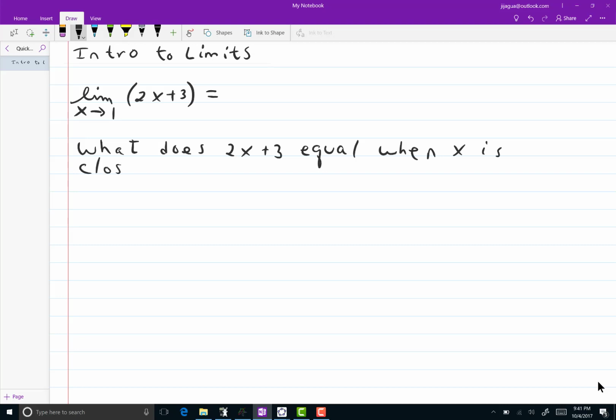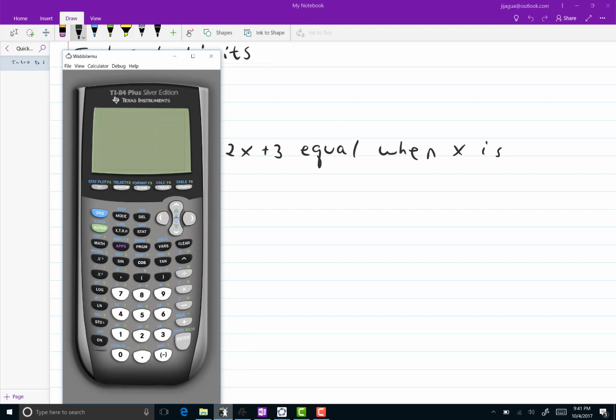That's the question. As x gets close to 1, not x actually equaling 1, but when x gets close to 1, that's the difference between a regular expression and evaluating it versus what we're doing here. So the word close, very important. It's crucial, in fact. X will be close to 1, but not equal to it. That is important. Let me bring up a calculator and show you some things here.